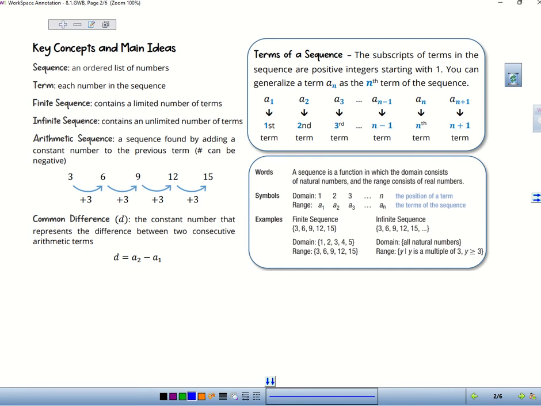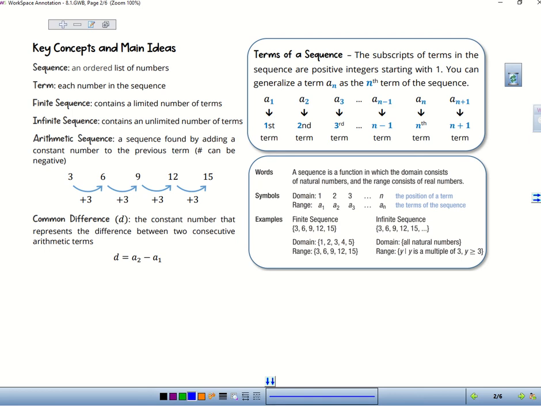And then a finite sequence contains a limited number of terms, and an infinite sequence contains an unlimited number of terms. So with a finite sequence, it always will end, and it can end at like 1,000,000 or it could end at like 2. It can end anywhere. And then infinite usually is infinite on one end but not the other. So maybe it starts at 1 and ends in the positive infinity direction.